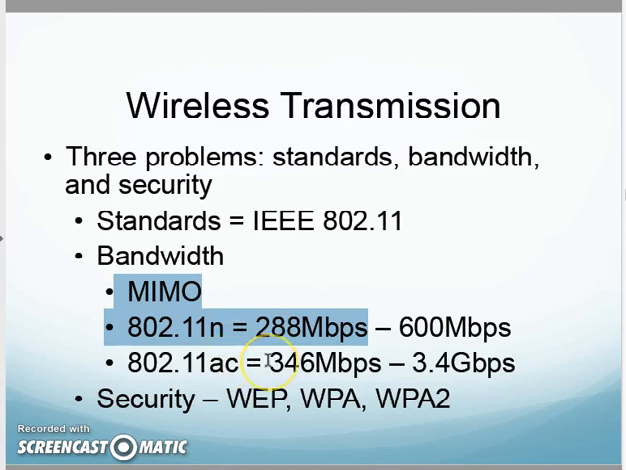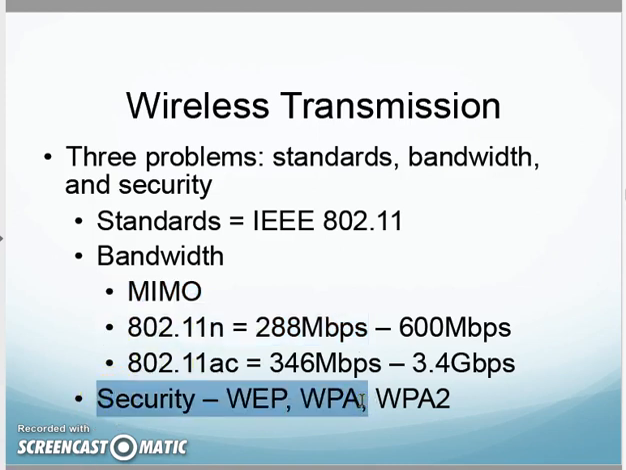I can get a couple hundred megabits up to a few gigabits. So again, bandwidth has come a long way with wireless. The other one they mentioned is security. Well, again, in the early days with WEP, that was very easily crackable. We've come a long way with WPA, WPA2 with security, securing our wireless networks.